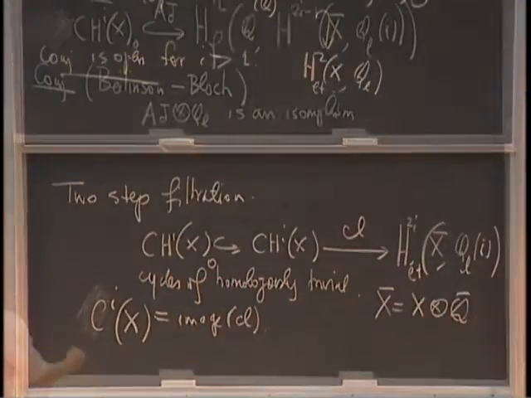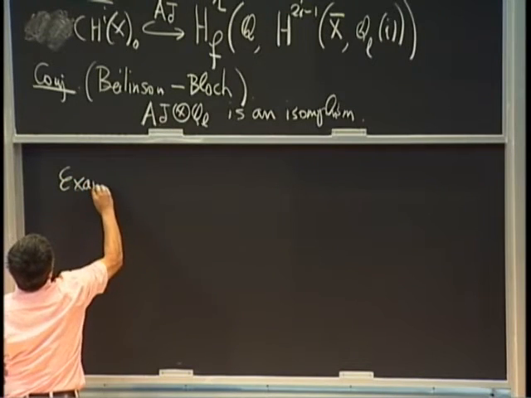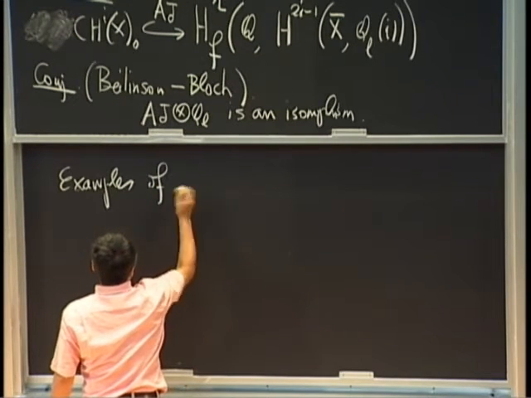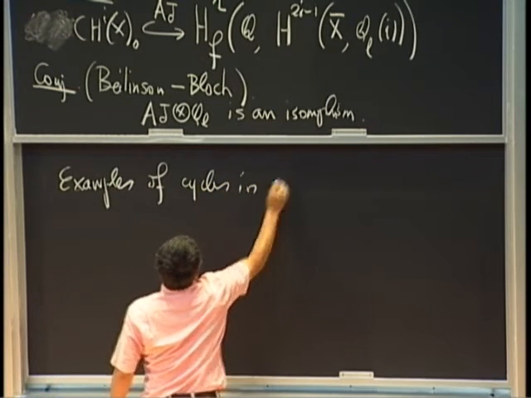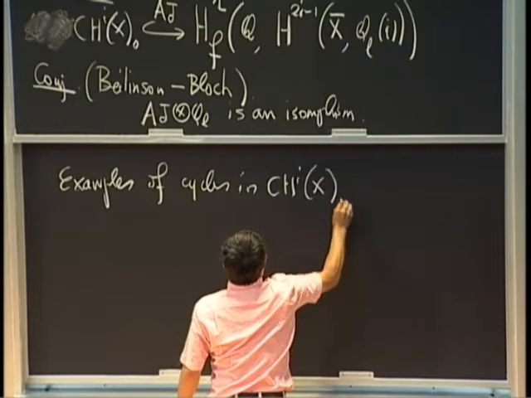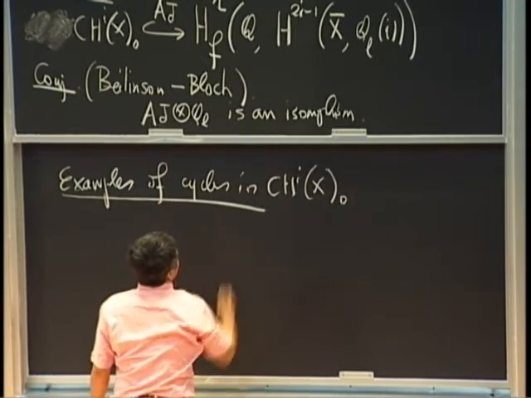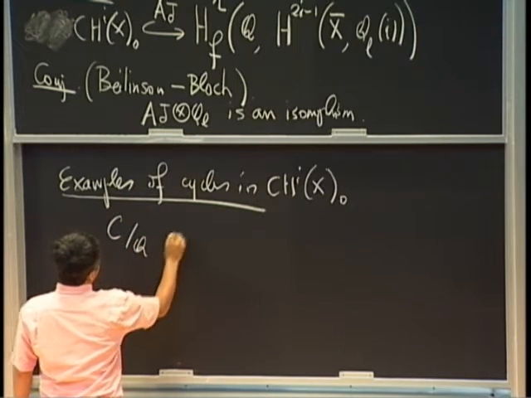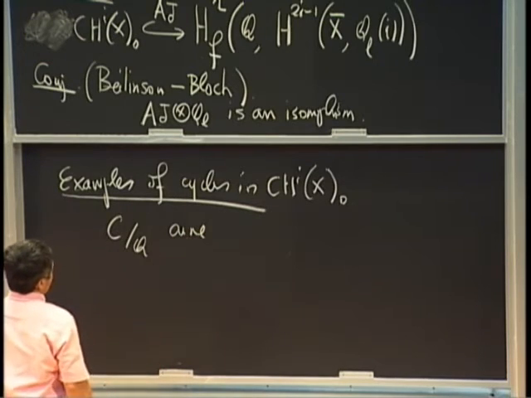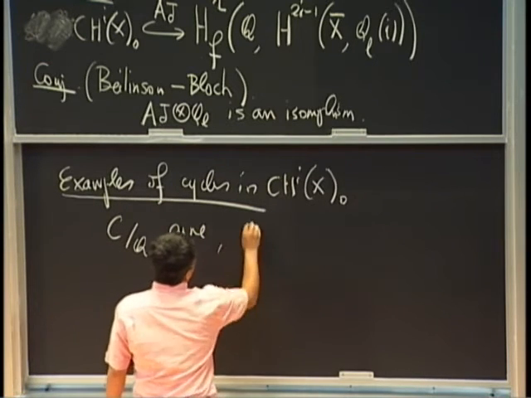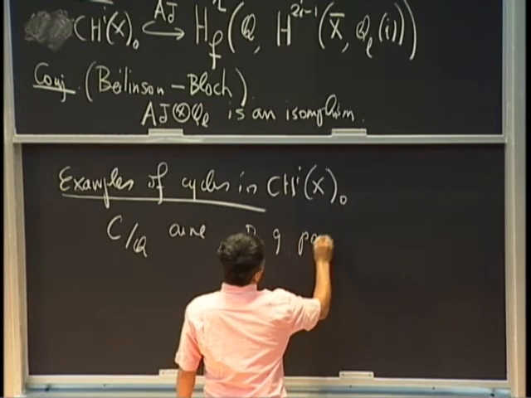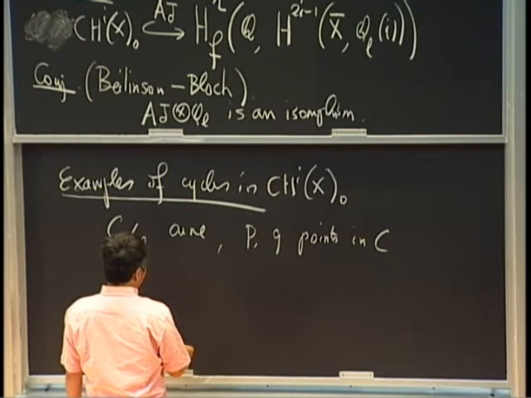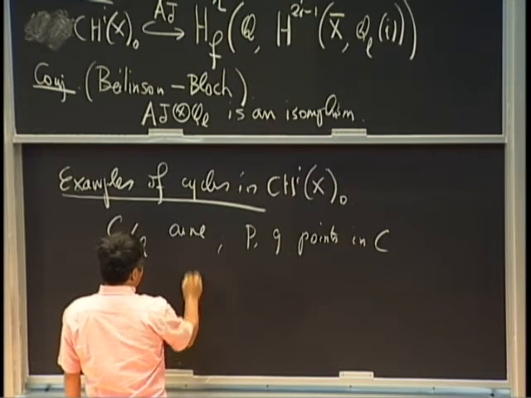I'll give you some trivial examples of homologically trivial cycles in CH^2 of degree 0. For example, one cycle: suppose C is a curve, and P and Q are points on C. Then you can formulate these diagonal cycles.